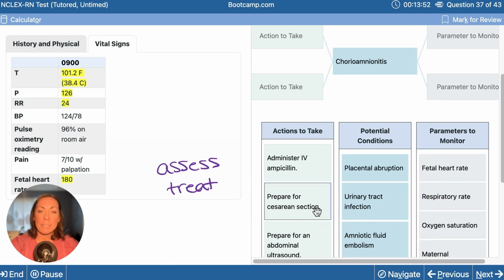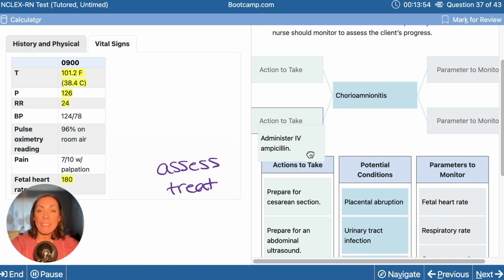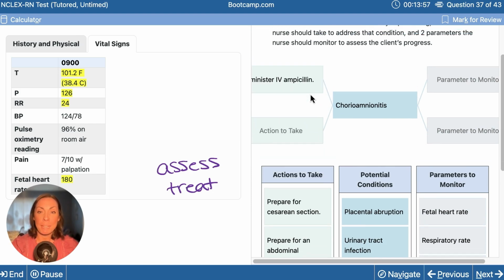Administer IV ampicillin. Yeah, so ampicillin is an antibiotic, and that's going to definitely help us treat this chorioamnionitis, right? It's a bacterial infection, so we need antibiotics.